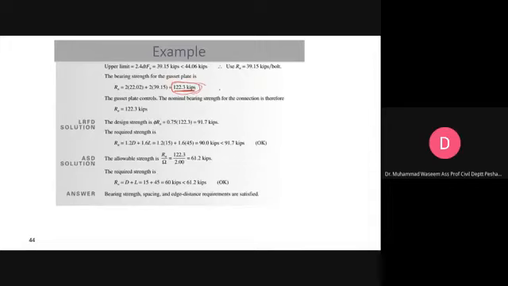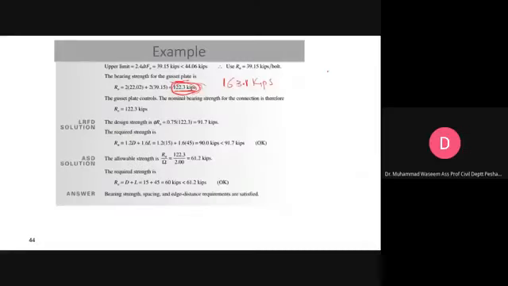Before you reach 163.1 kips, before you reach this value, you will reach this value. So this is the design strength, the bearing strength. So this is controlling. In this case, the gusset plate is controlling.